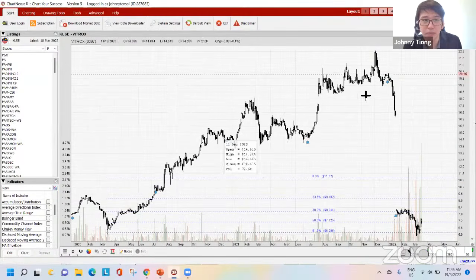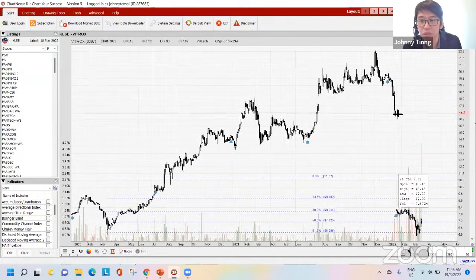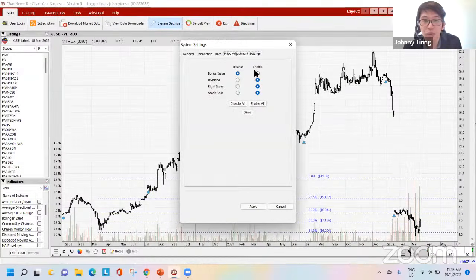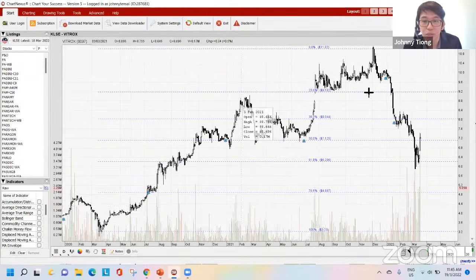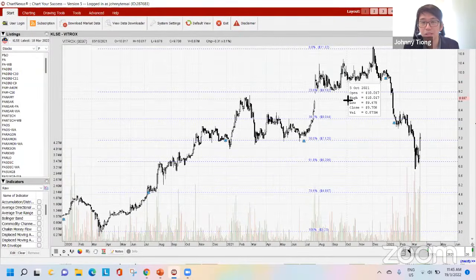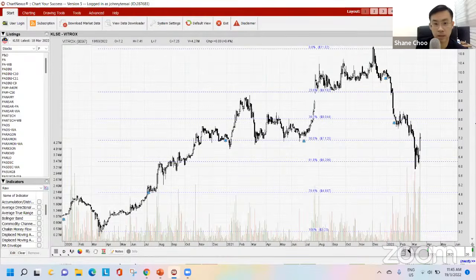Okay, for example, I think for Vitrox there's a 1-to-1 bonus, so you see the price has been adjusted, so it's hard for us to do the analysis. So better that we change the setting to enable, so that we can have a better view, because all the adjustments are already taken into consideration for the price. Yep. Okay. Personally, I also enable the bonus issue and all the rights issue and so on.